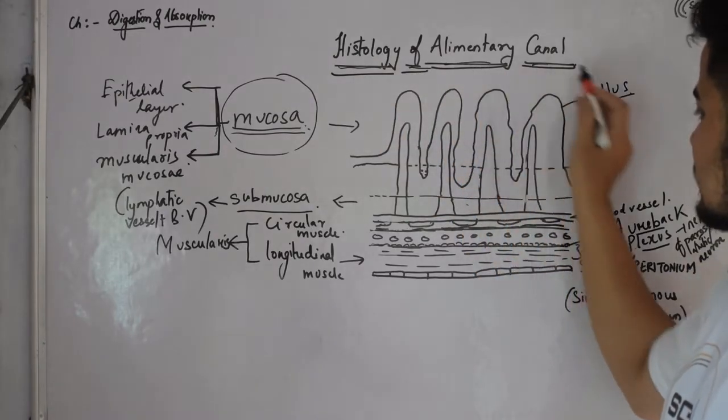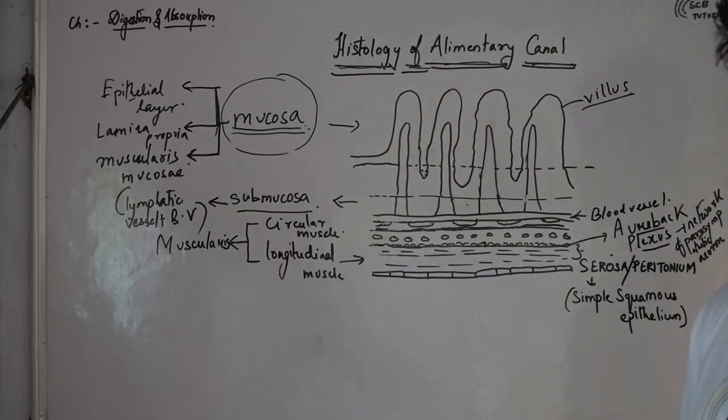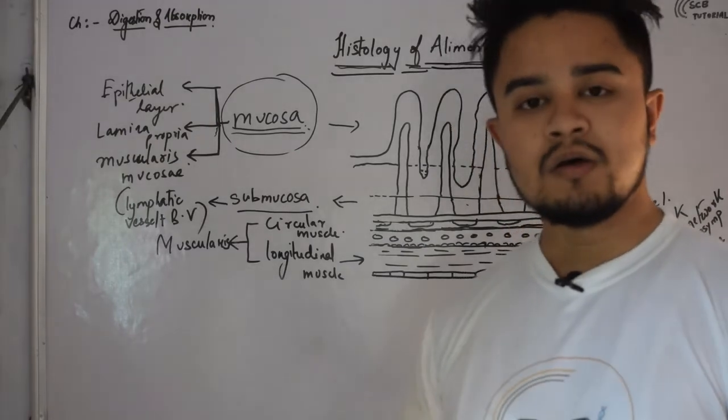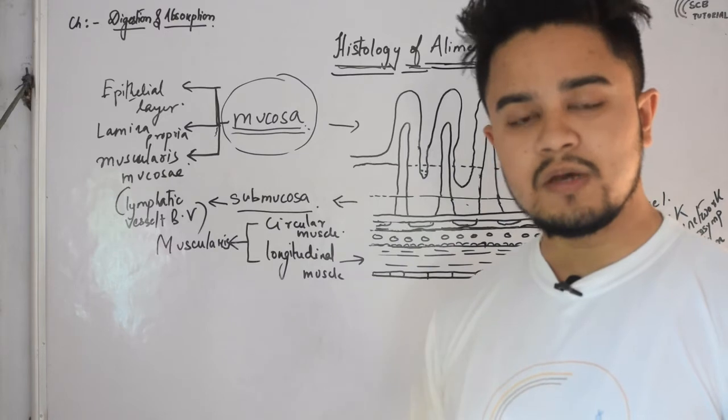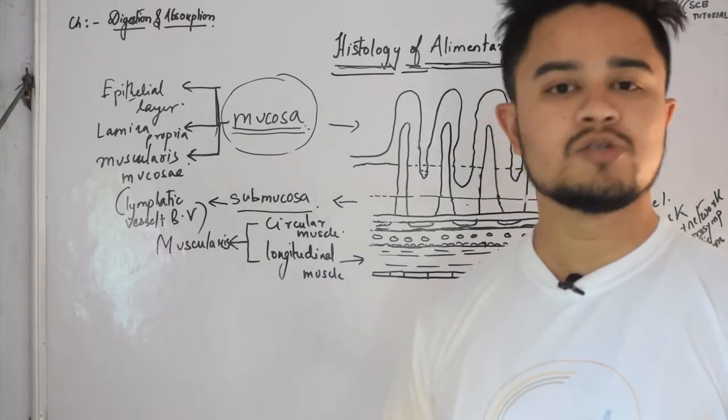Now we have discussed the histology of the alimentary canal. In the next video we will be discussing the esophagus part, and after the esophagus we will go to the stomach part. If there is any doubt in this histology, please do ask in the comment box.